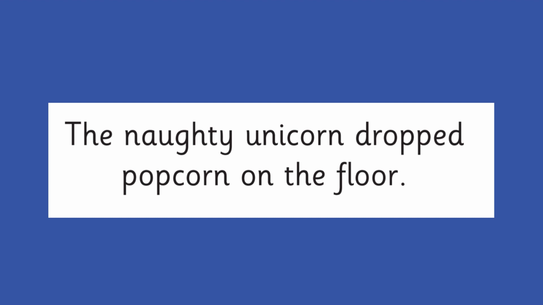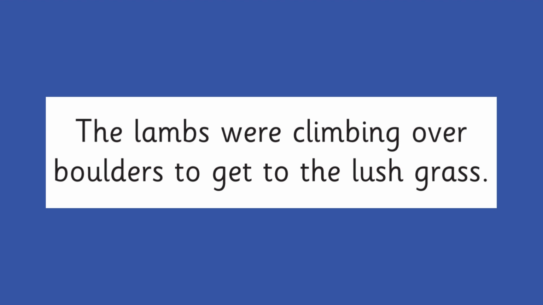How did we get on? The naughty unicorn dropped popcorn on the floor. And maybe once you've had a practice of reading your sentences, perhaps you could have a go at reading it again using prosody. Remember, prosody is the expression in our voice. Okay, pause the video and have a go at reading this sentence. How did you get on? Are you ready? The lambs were climbing over boulders to get to the lush grass.